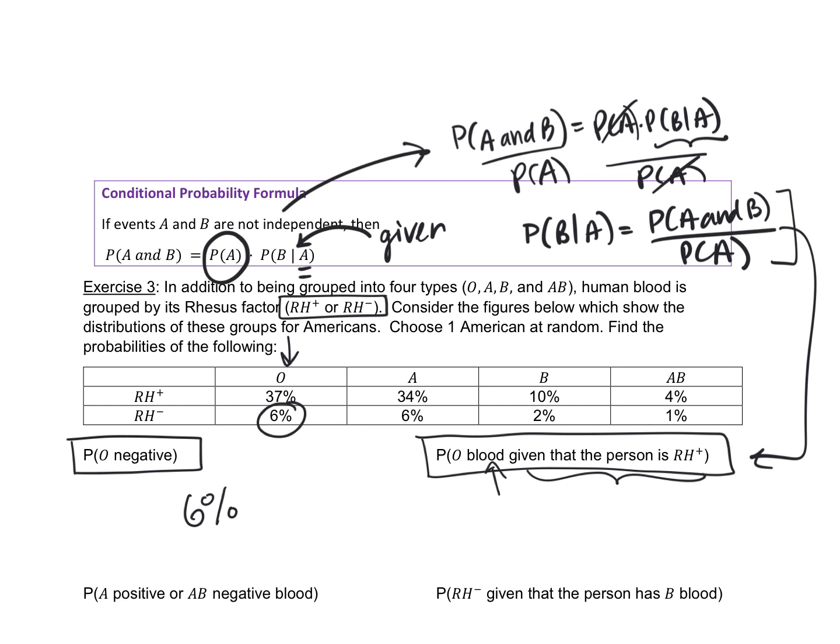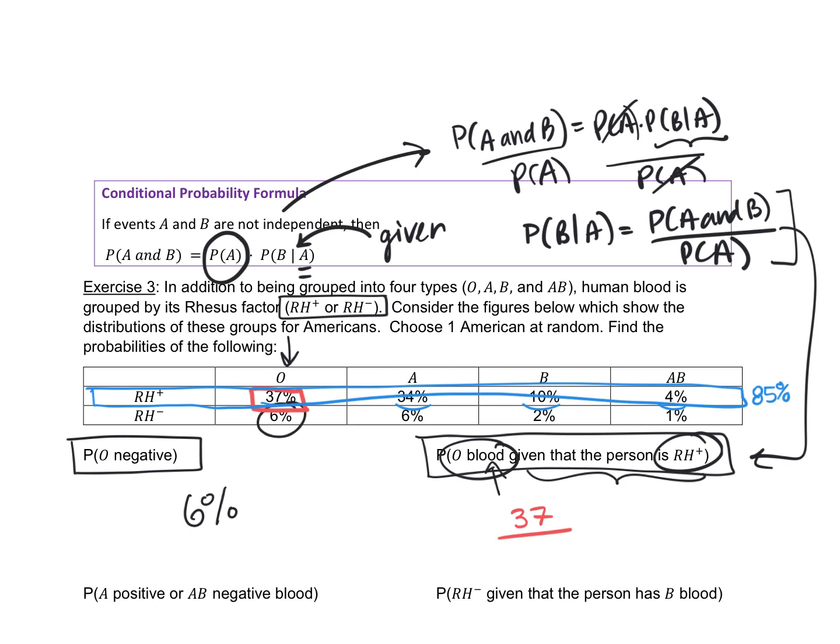So the probability that they have O blood and they're RH positive, if I can go back here, it's going to be this 37%. But we're really not talking about out of 100 anymore, because we are given that they're RH positive. We're really just focused on the total going on here. If I add the 37, 34, 10, and 4 together, that's really only 85% of the population. But if that's given to us, that's what we're going to be looking at.